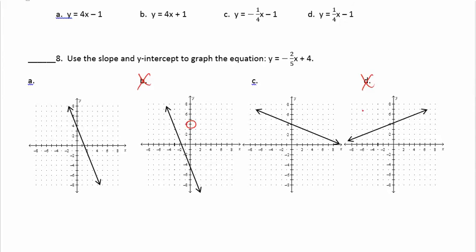So you have to see which line has negative 2/5 slope. So if we look at, it looks like it goes through there and maybe here. And if I pick a couple points where this line goes through, it looks like it goes through there, here, here. Okay, so if I look at line C, I'm going up 2 over 5, down 2 over 5. So you can see that this letter C is correctly graphed, that equation.